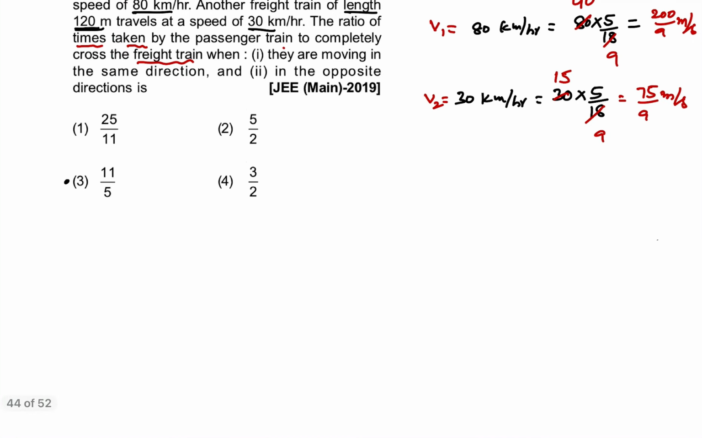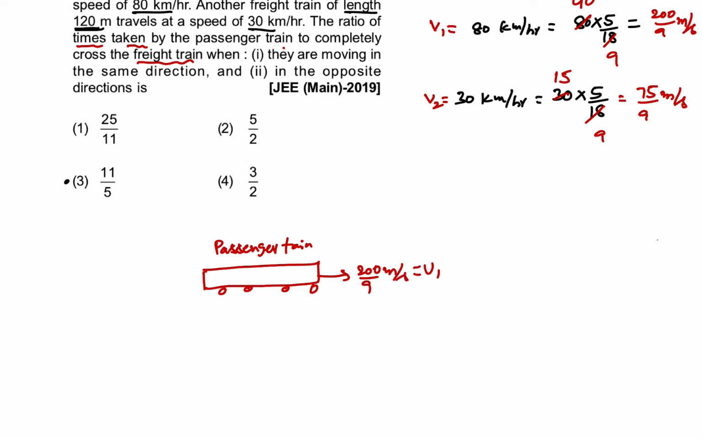If they are moving in the same direction, you get one time. If they are moving in the opposite direction, you get another. So I am writing like this. Let us consider the first train, the passenger train. This passenger train is moving with, sorry, not 80, we are getting the value 200 by 9 meter per second, that I have taken as V1. The length of this train is given as 60 meters. Now there is a freight train located here. This is a goods train.